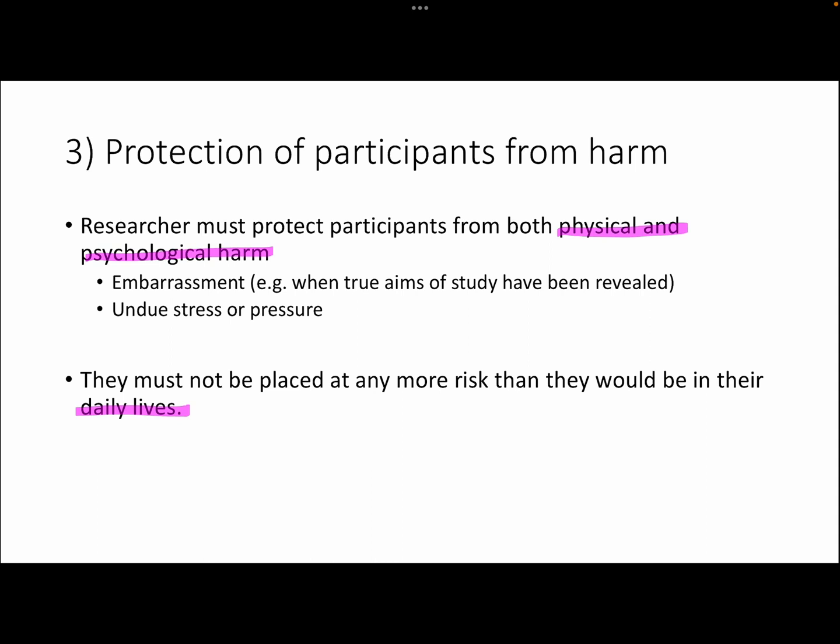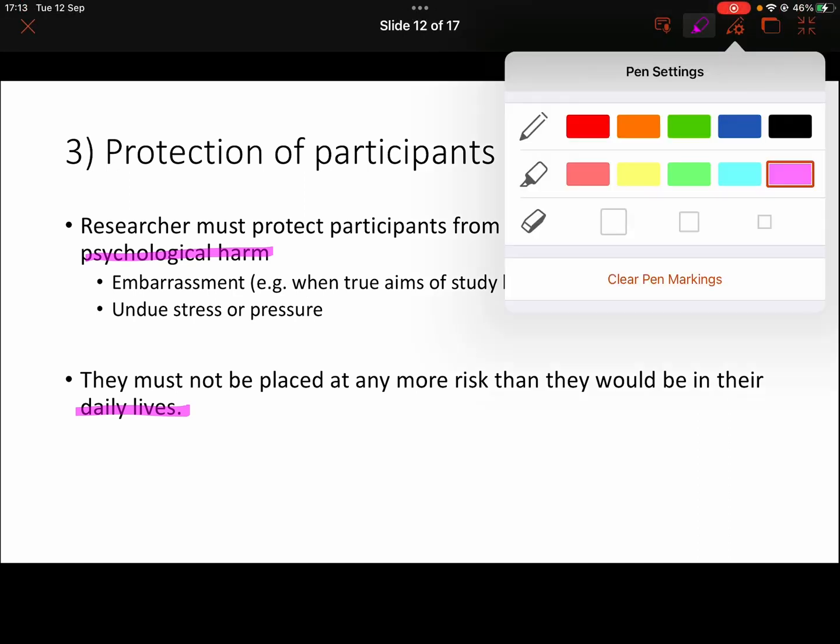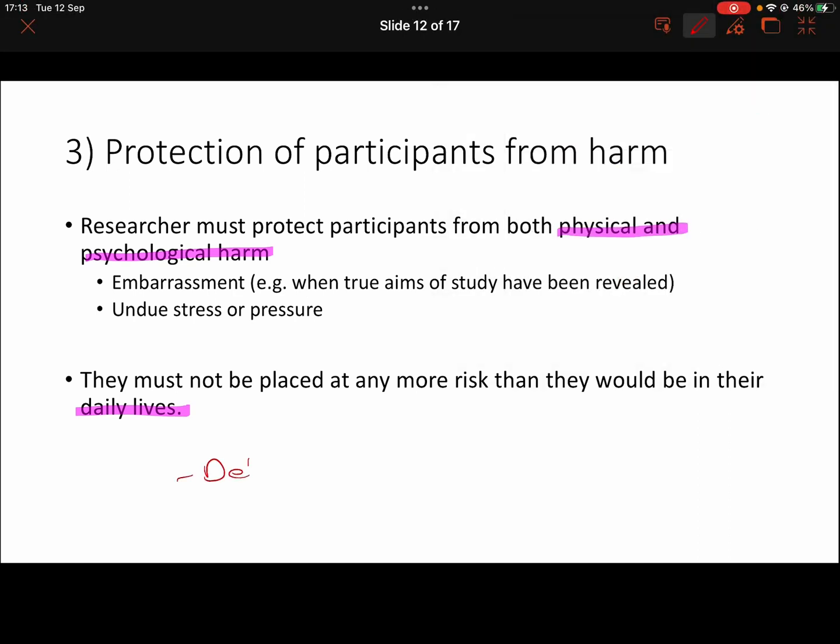In order to deal with this, something that we might do is debrief our participants afterwards. We're going to talk about debriefing in just a second. But that's an important way that we can deal with any harm that might have been caused. And this links into withdrawal of data or withdrawal rights as well. So if participants have been harmed or if there's potential for them to be harmed, then we need to make sure they can leave at any time so that we're not coercing them to stay and experience that harm.